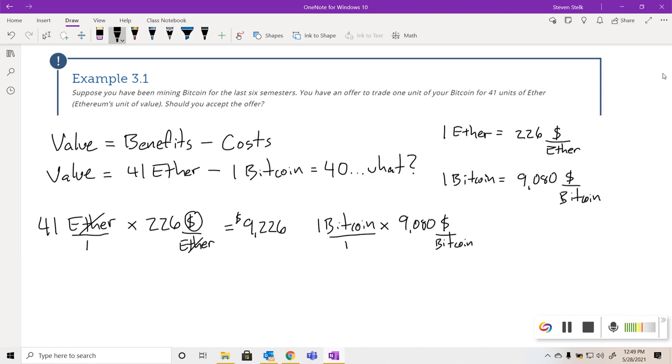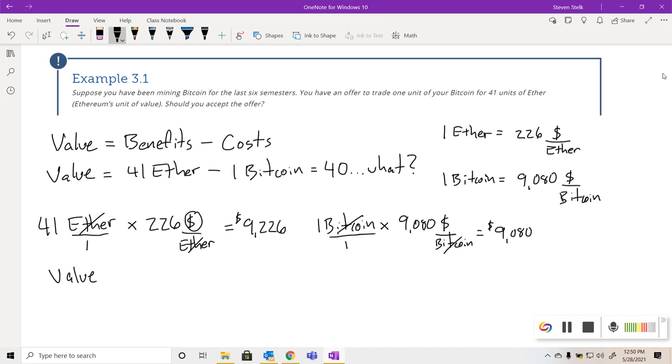All right, so if we write that Bitcoin over 1 for the units attached to my Bitcoin, we've got the same cancellation happening here. We've got Bitcoin in the numerator, Bitcoin in the denominator. So we're left with just 1 times $9,080. And so the value of that 1 unit of Bitcoin is $9,080.